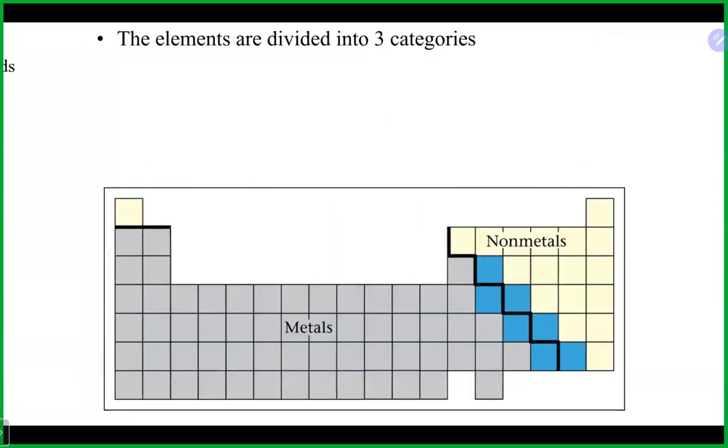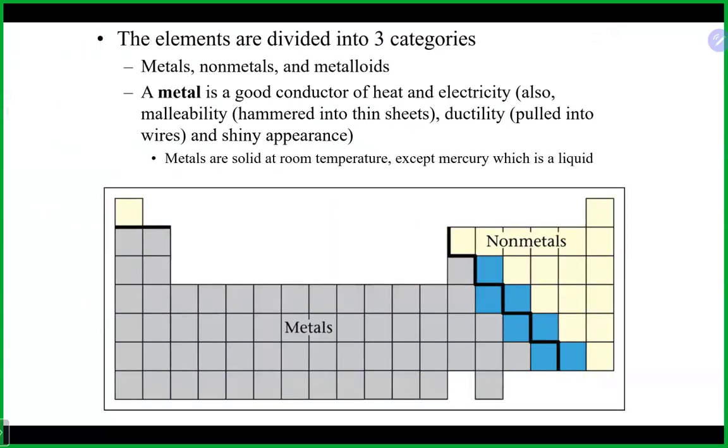Let's talk about some of the ways the periodic table is broken up in terms of elements. There's basically 3 classifications of elements: metals, nonmetals, and metalloids, which are also sometimes referred to as semi-metals. A metal is considered a good conductor of heat and electricity. It is usually very shiny. You can hammer it into sheets, pull it into wires.